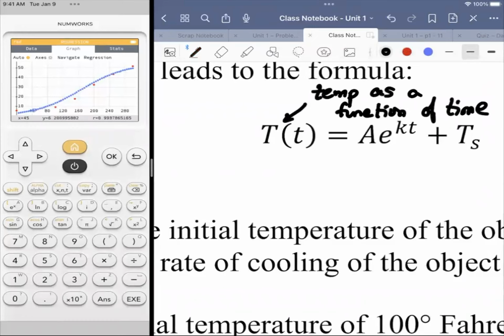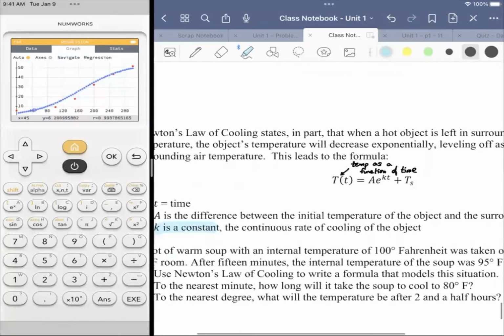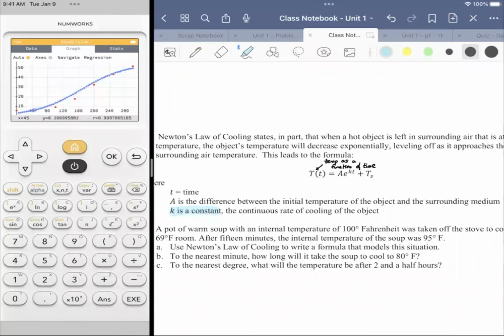And that's going to be equal to some coefficient, and we'll solve for that coefficient. E, which is Euler's number, is about 2.718, raised to the kt power. k is a constant. It represents a rate of cooling, or increase in temperature, but we're only focusing on cooling. A is the difference between the initial temperature of the object and the temperature of the surrounding medium.